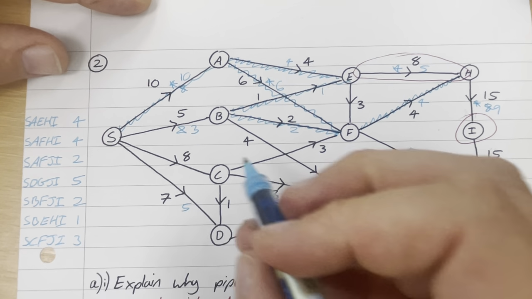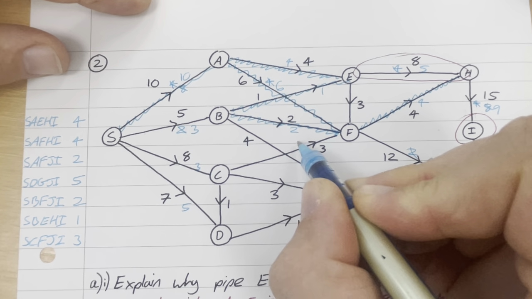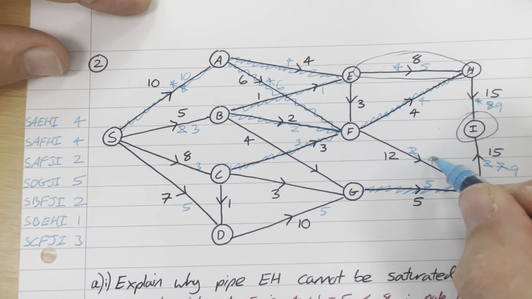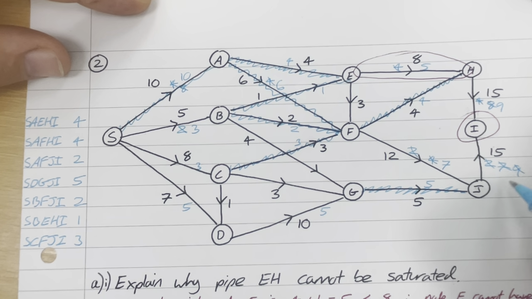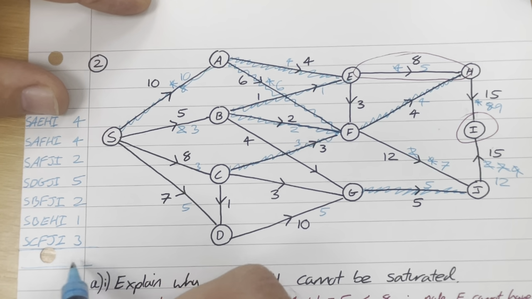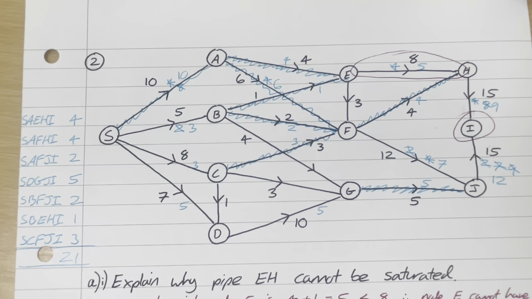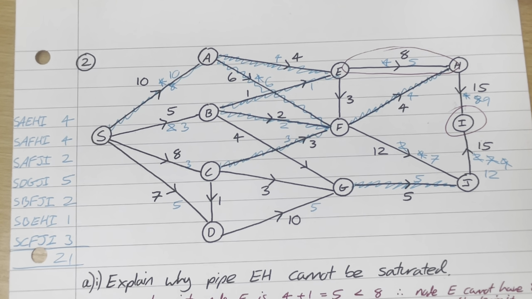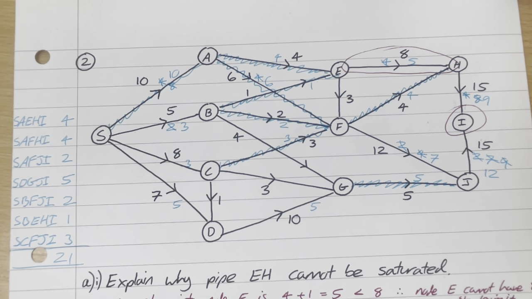Let's push 3 through. 3 there. 3 there, that saturates that pipe. 3 through that one, so that's now up at 7. And then 3 through that one, so that's now up at 12. That is now a flow of 21, which is what the question has asked me to find. So I'm just going to transfer all of the numbers for these pipe flows to my answer network.